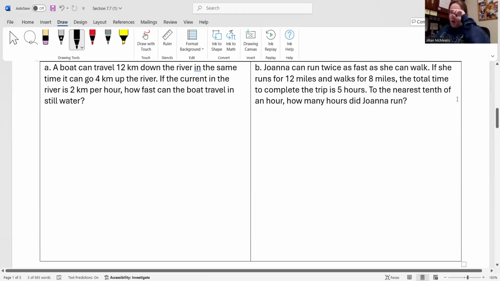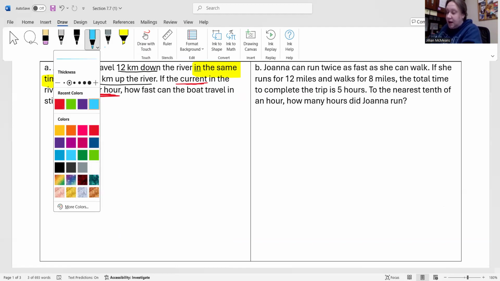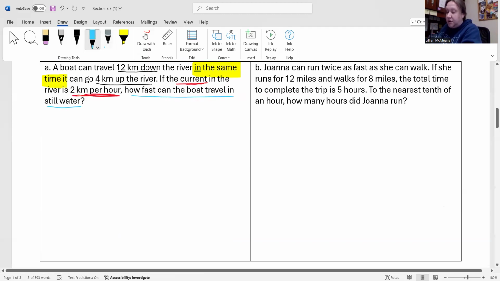So for part A, it's almost identical to the previous example. Part A, it says a boat can travel 12 kilometers down the river in the same amount of time it can travel 4 kilometers up the river. We are then told that the current is 2 kilometers per hour. And then what we're being asked is, how fast can the boat travel in still water?